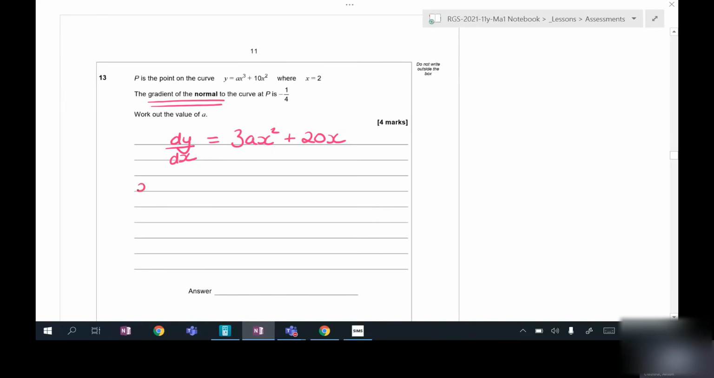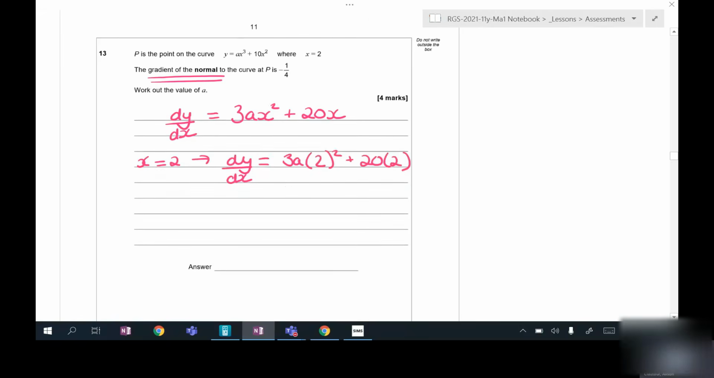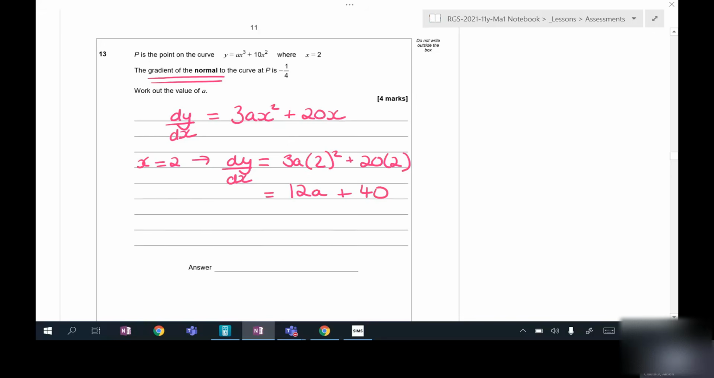So at x equals 2, my gradient is 3a times 2 squared plus 20 times 2. So 12a plus 40. Okay, remember that gives you the gradient of the tangent.